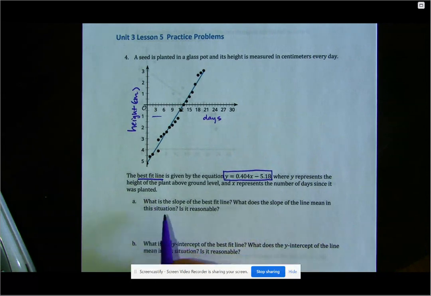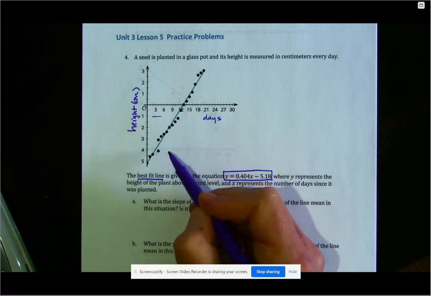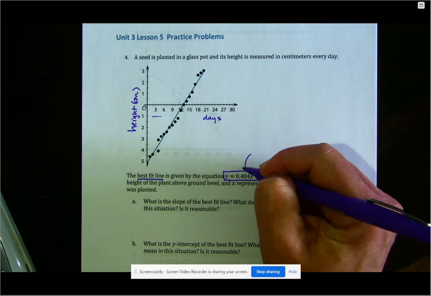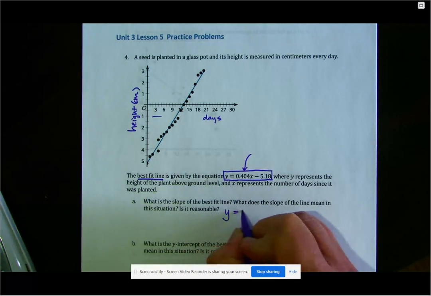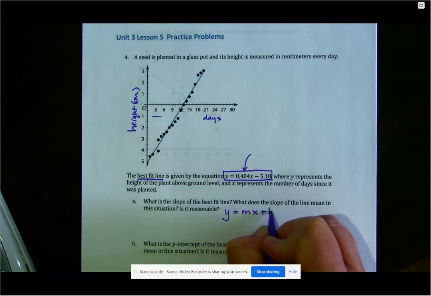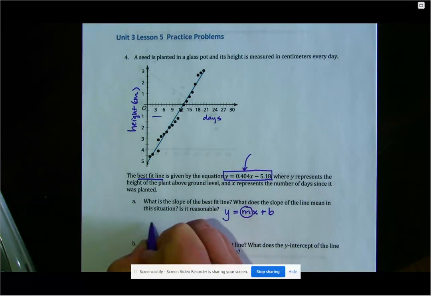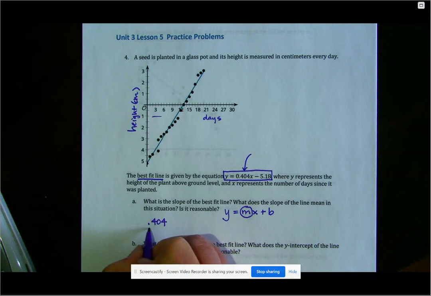All right. What is the slope of the best fit line? We don't have to calculate the slope here by doing change in y, change in x, or any slope triangle because it was already found for us. If an equation is in this format, this right here is known as the slope. So we are literally going to take 0.404, leave off the x. Now, if you put it over 1, it's really easy to interpret.